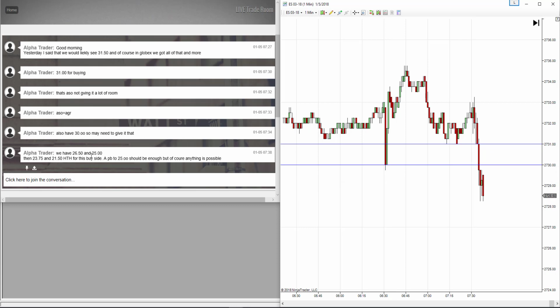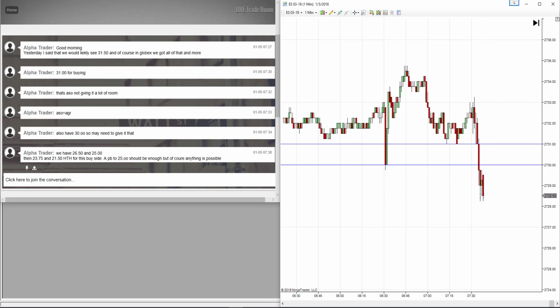We have 26.5 and 25, and then below 23.75 and 21.5. This is a HTH. That means has to hold. What that means is that this price level, if price does get down there, is a very strong support level we're going to be aggressively buying off of. A pullback to, that's PB, 25 should be enough, but of course anything is possible. Okay, so that was posted at 38.